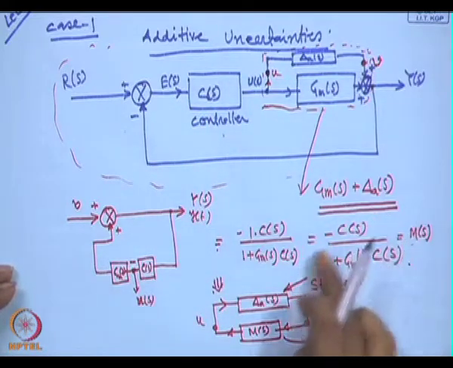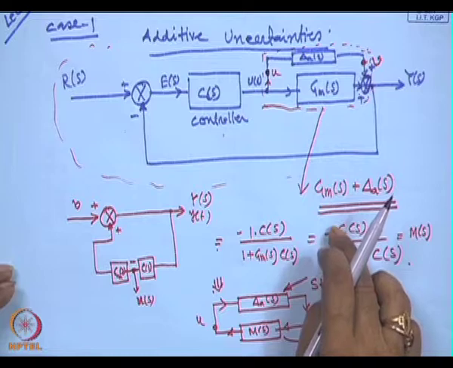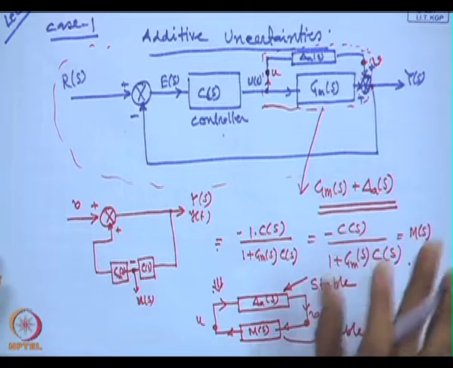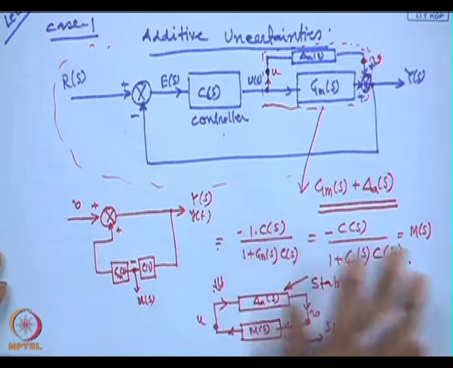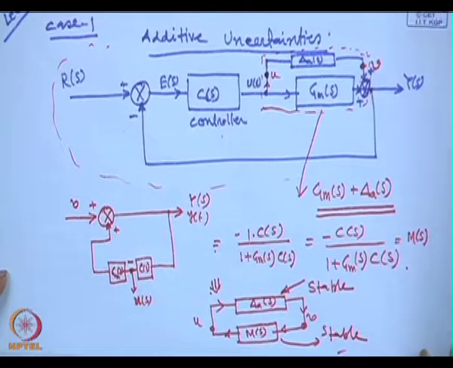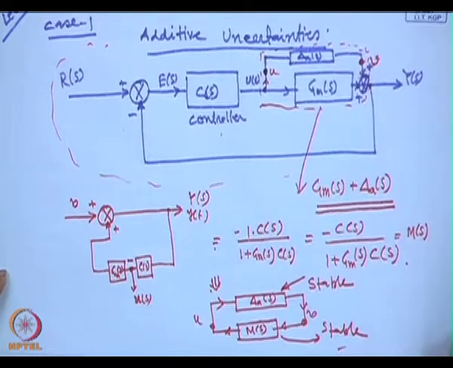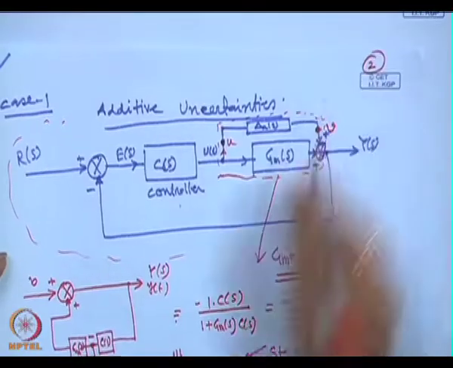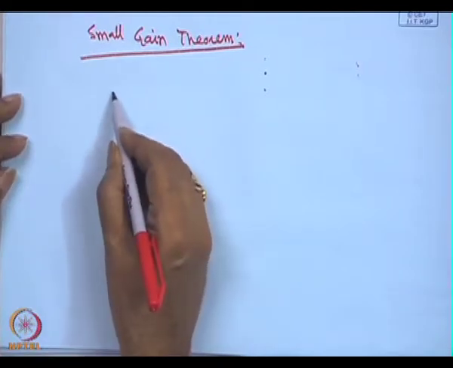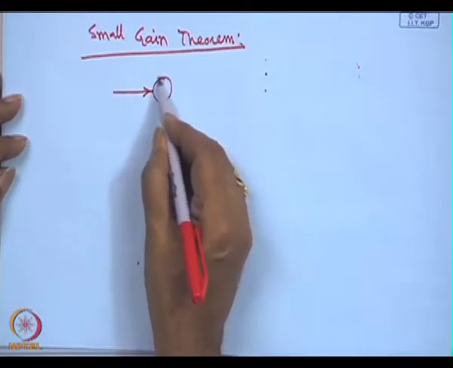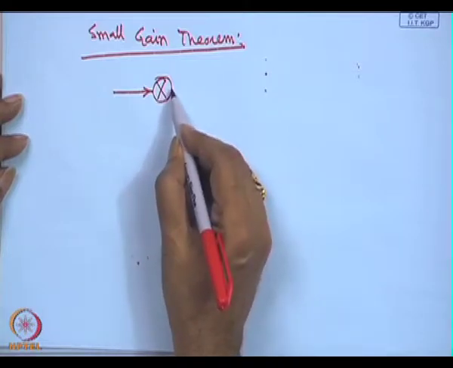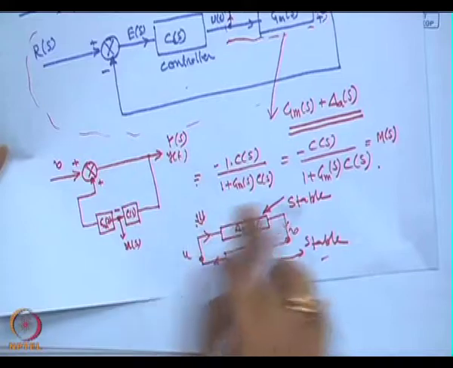So, U1 by S is stable, C(s) is the controller which is stable. So, M(s) is also stable. Now we have to use a theorem called the small gain theorem to study the stability of that system. So, what is the small gain theorem? We will tell you this, and that concept we will use to study the stability of this block.